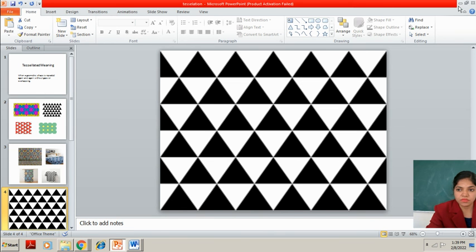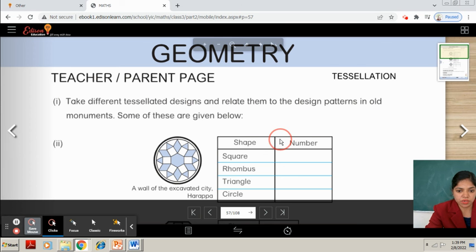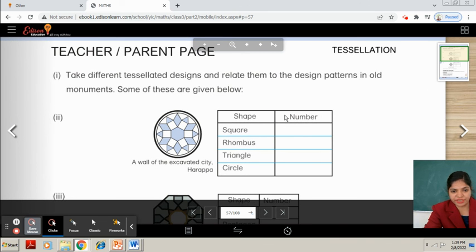Now students, you can see in your book, this is your activity page. Okay, I will explain it to you. This is the design of a wall of the excavated city Harappa. Okay, this is the design of the wall, and you can see students, this is a tessellated design. Fine. You can see in this design there are triangles, circles, squares, rhombuses. And you have to count the number of squares, rhombuses, triangles, circles, and write it here. So this is all about tessellated designs.